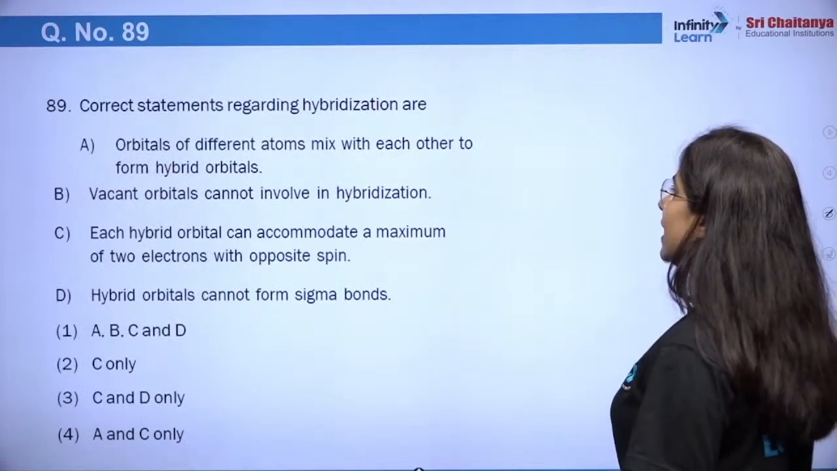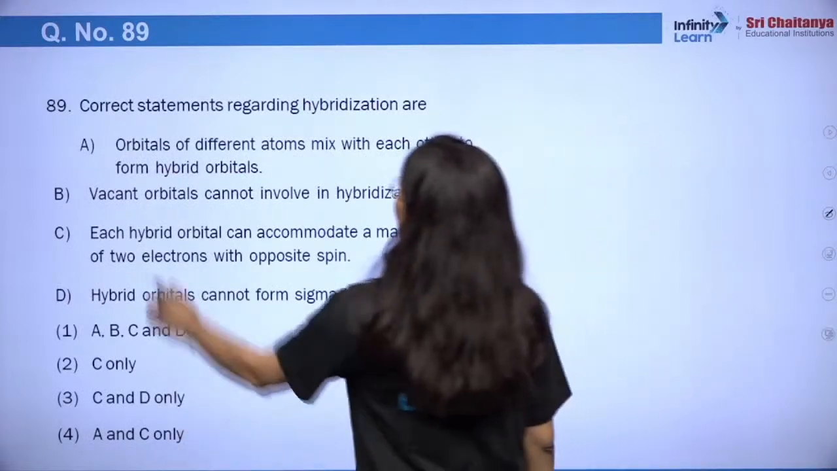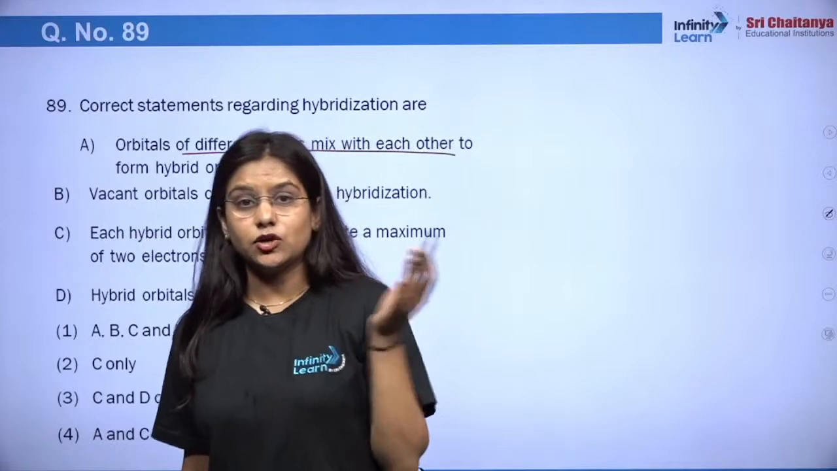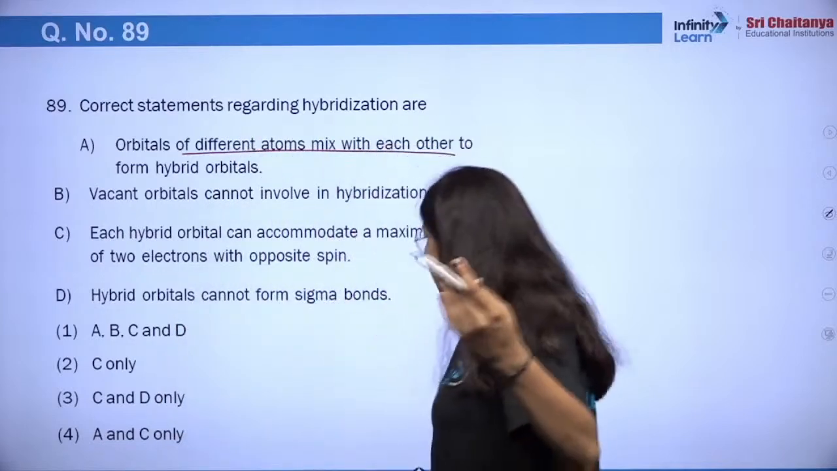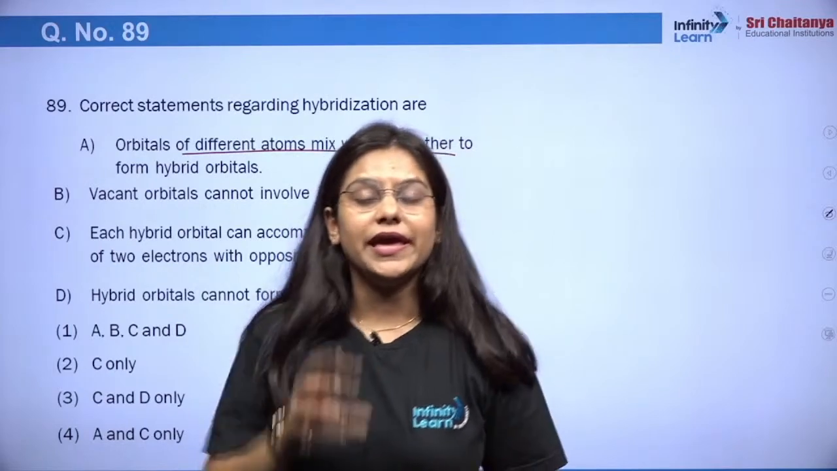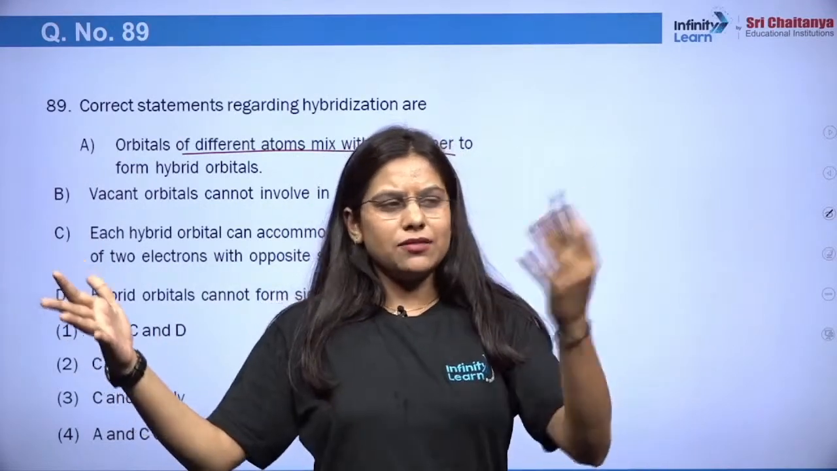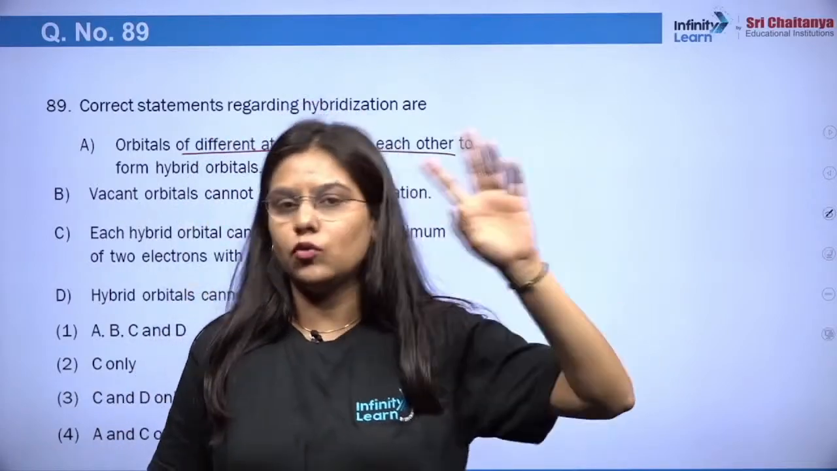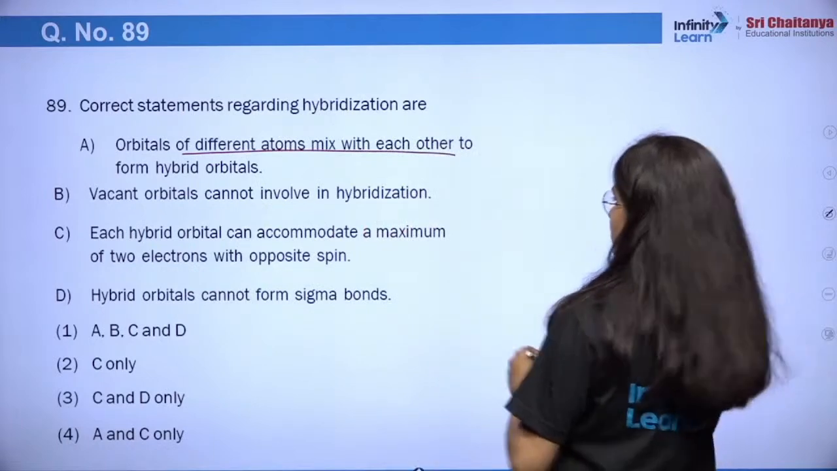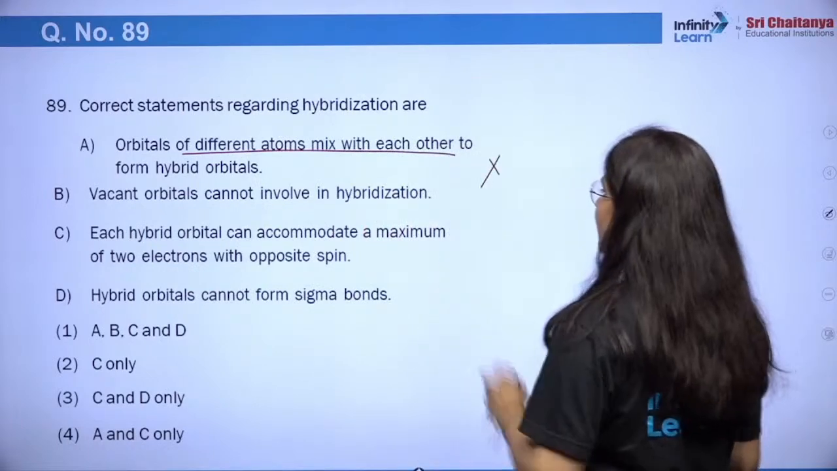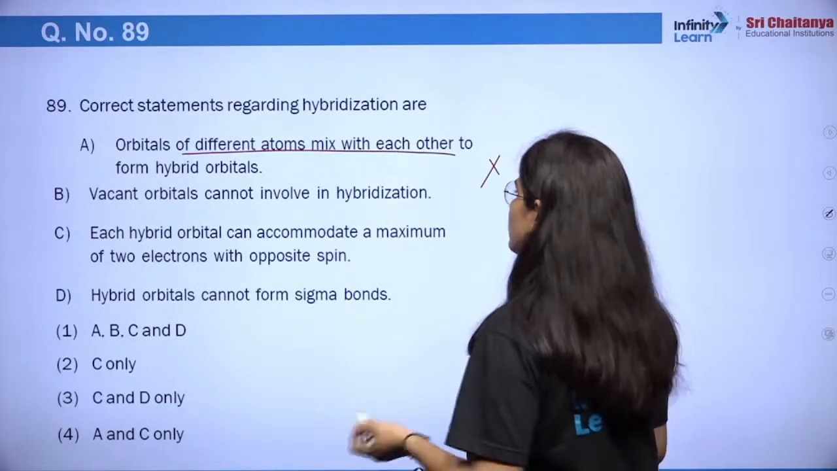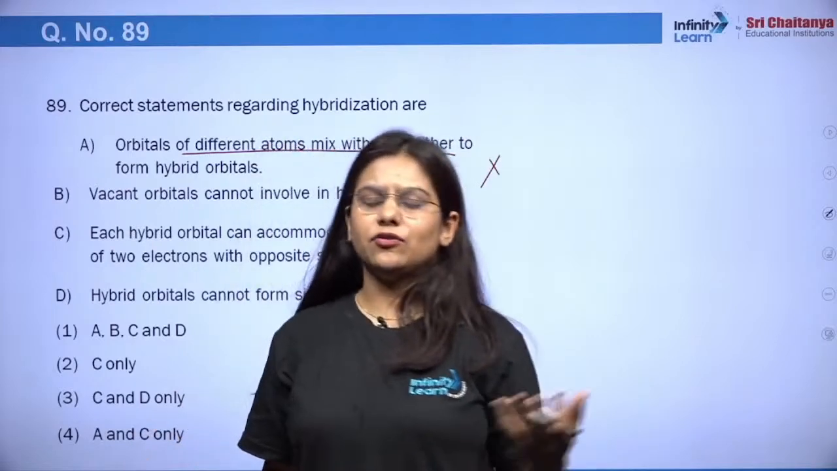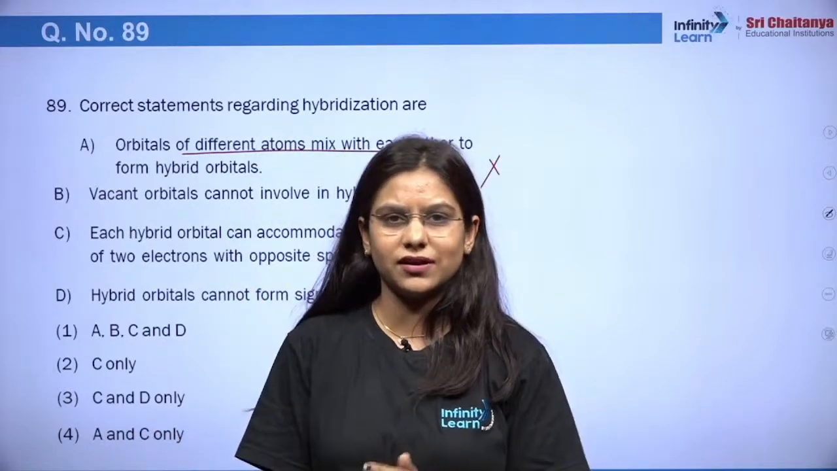Correct statement regarding hybridization. Okay. Orbitals of different atoms mix with each other to form the hybrid orbitals. Is this correct? No. Hybridization किसका होता है? The atomic orbitals of the central atom. एक ही atom होगा ना, different atoms नहीं होता. Suppose I am talking about BCl3, so one orbital is from chlorine, one is from boron. No. This is not like that. So this is not correct. Vacant orbitals cannot be involved in hybridization. No. This is also not correct. Vacant orbital हो, filled orbital हो, they can participate in hybridization. Vacant तो और ज़्यादा अच्छे से करता है, right?